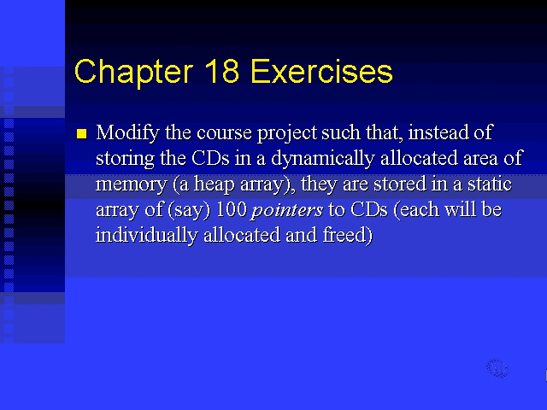What we're going to do now is we're going to go back to an array again. We're not going to use malloc to generate our CDs. We're going to have a static array of 100 pointers. Let's say 100, doesn't have to be 100, can be any number you like. A static array of pointers, and each one of them is going to be an individually malloced and freed CD.